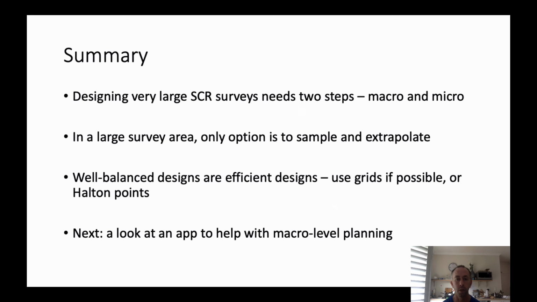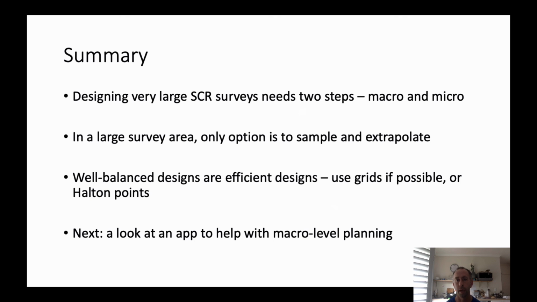When you've got a very large survey area, you've got no chance of covering it exhaustively. So your only chance is to choose representative sample survey areas and then extrapolate to the broader area. Because points that are close together in space tend to be similar, designs that are well spatially balanced tend to be relatively efficient with low variance. So this means that you should use a grid design if it's possible, or a design based on Halton points if grids are not possible.